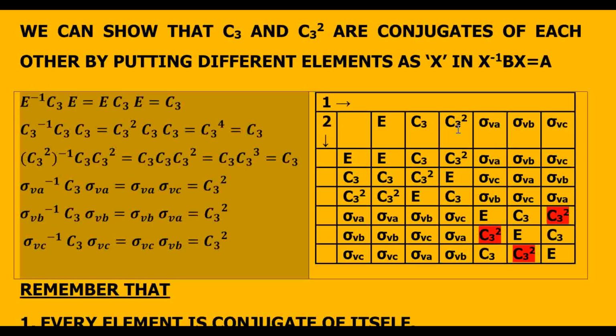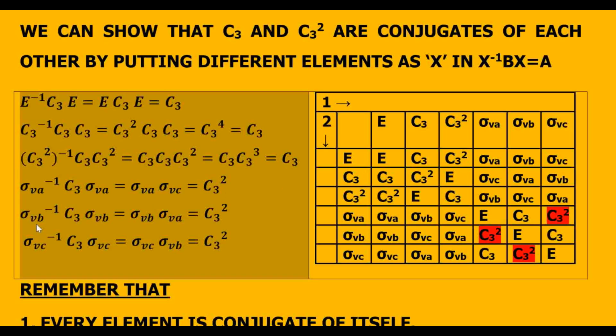So let us go to the multiplication table. Sigma VA is the first operation multiplied by C3. So this is the value, sigma VC. So in place of sigma VA into C3, I am putting sigma VC. Now I have sigma VA into sigma VC, but the direction is right to left, so I will see sigma VC into sigma VA. This is sigma VC multiplied by sigma VA, and that is equal to C3 square. So you can see the value is C3 square.